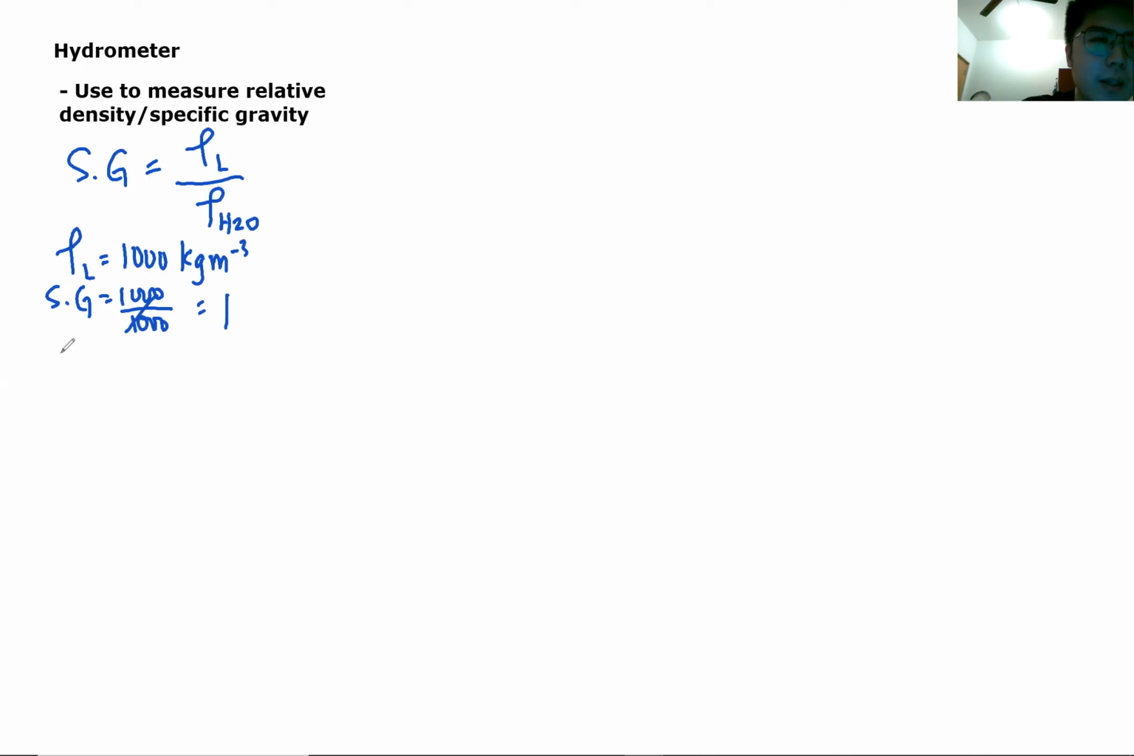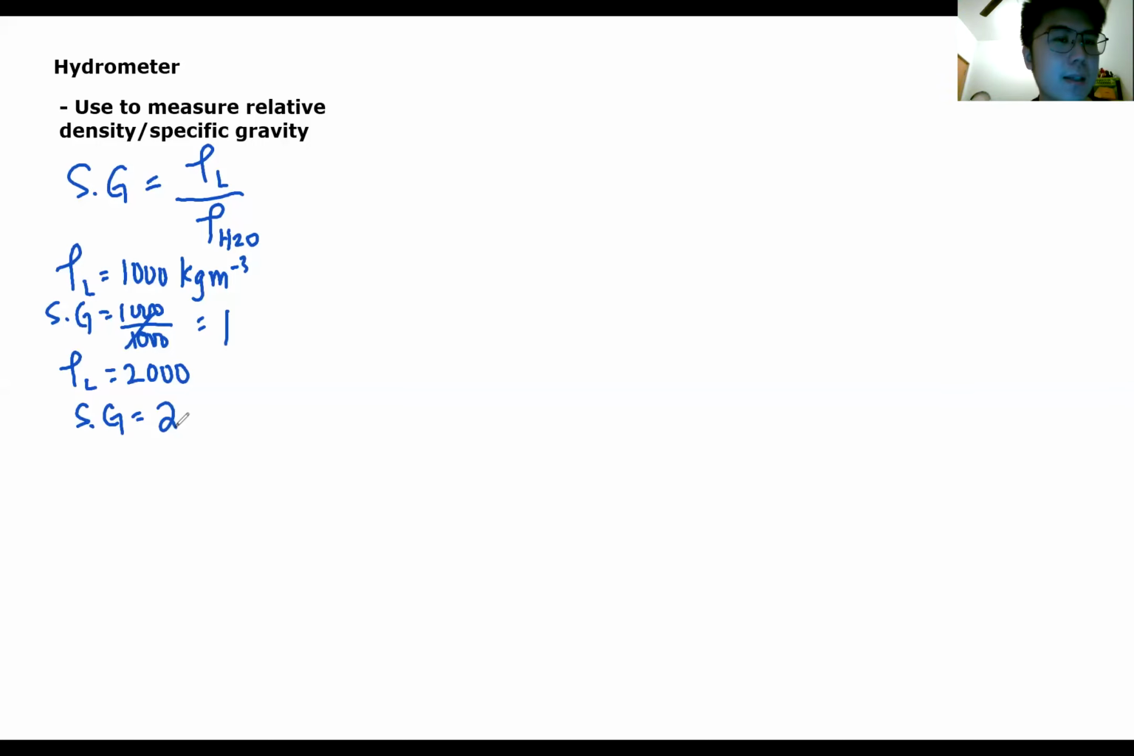So if the density of the liquid that you measure is 2000, then if you divide, SG you get 2, meaning that it is 2 times greater than the density of water. In other words, you can think of specific gravity as how many times it is greater than the density of water. If SG is 4, it is 4 times greater than the density of water. If it's 0.5, what does it mean? 0.5 is like half as dense as water. So if SG is 5, it's 5 times denser than water.